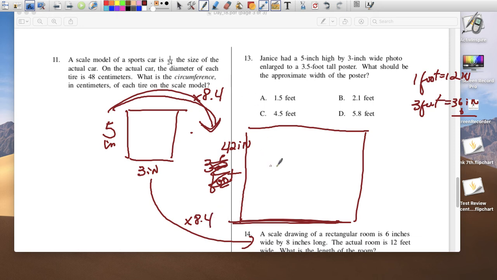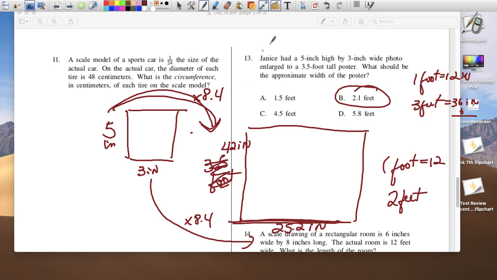8.4 times 3 is 25.2 inches, but all my questions here are in feet, so I have to go back. 1 foot is 12 inches. How many groups of 12 can I have? I can have 2 groups of 12, so it's definitely 2 feet, and 24 inches, and then 0.12 left, so that's your final answer. So the trick here: if you found that scale factor and left this in feet, 5 times what's 3.5, you would have definitely gotten this wrong. Okay, so it's actually a decent question.